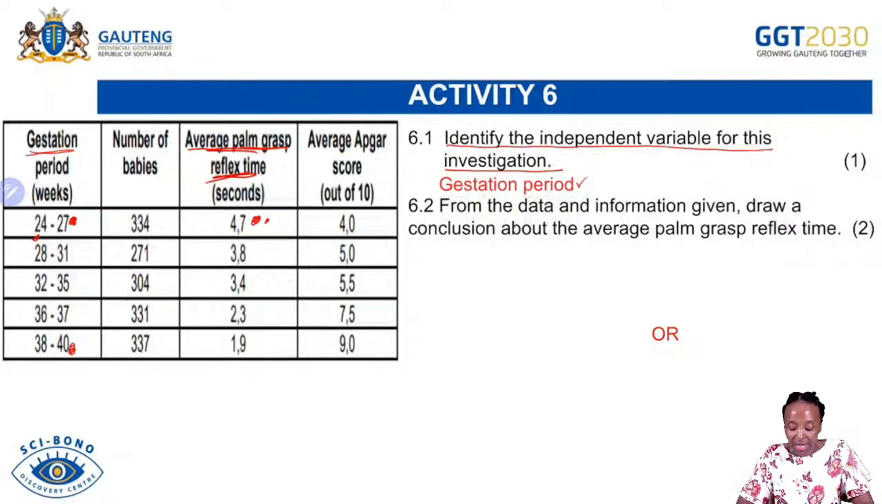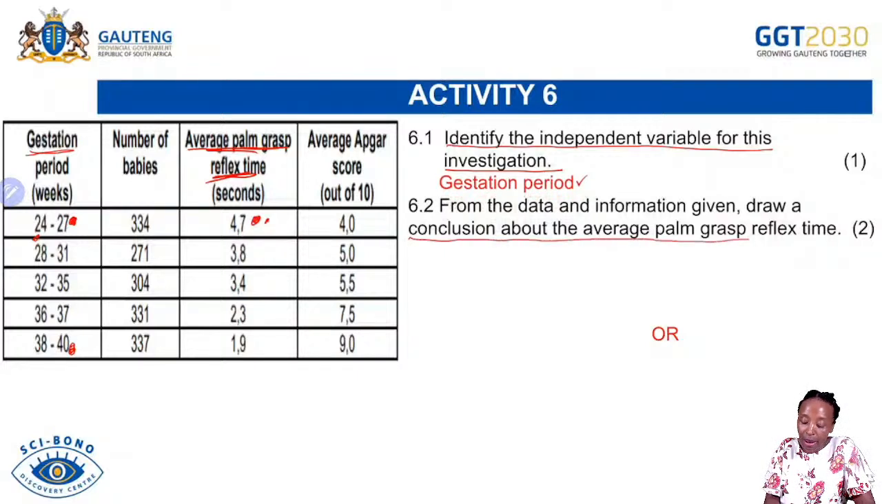Then the next question says, from the data and the information given, draw a conclusion about the average palm grasp reflex time. So here we want to highlight one thing. When you speak of a conclusion, remember you must include both your variables.